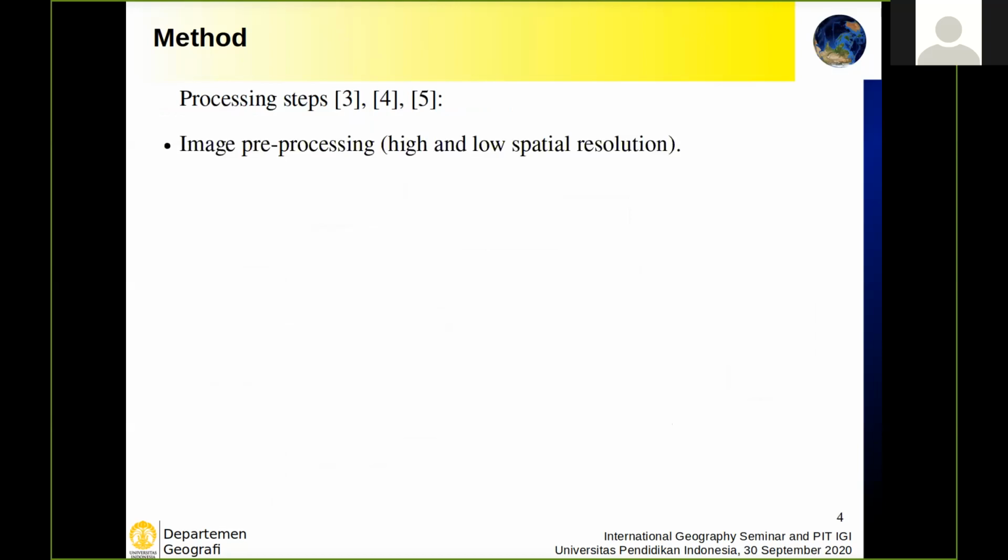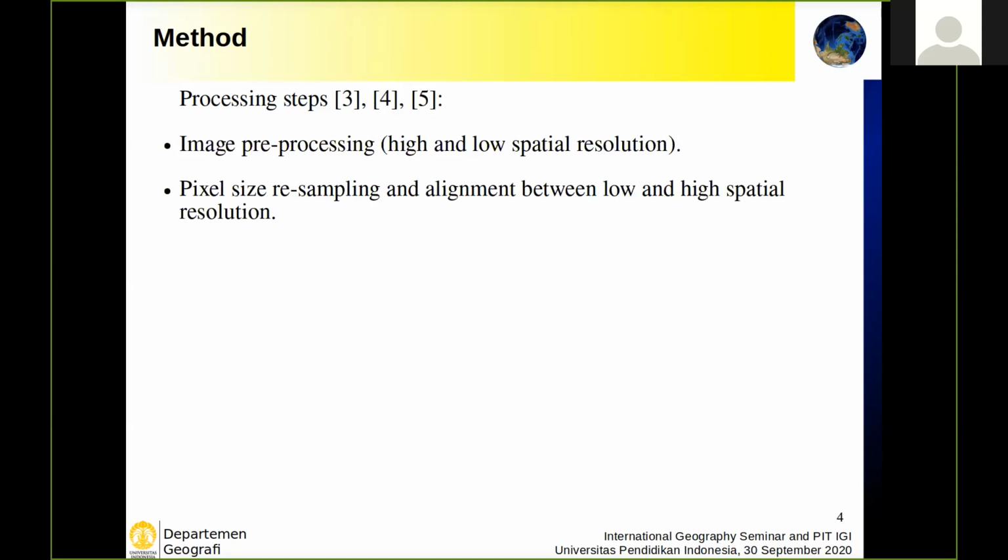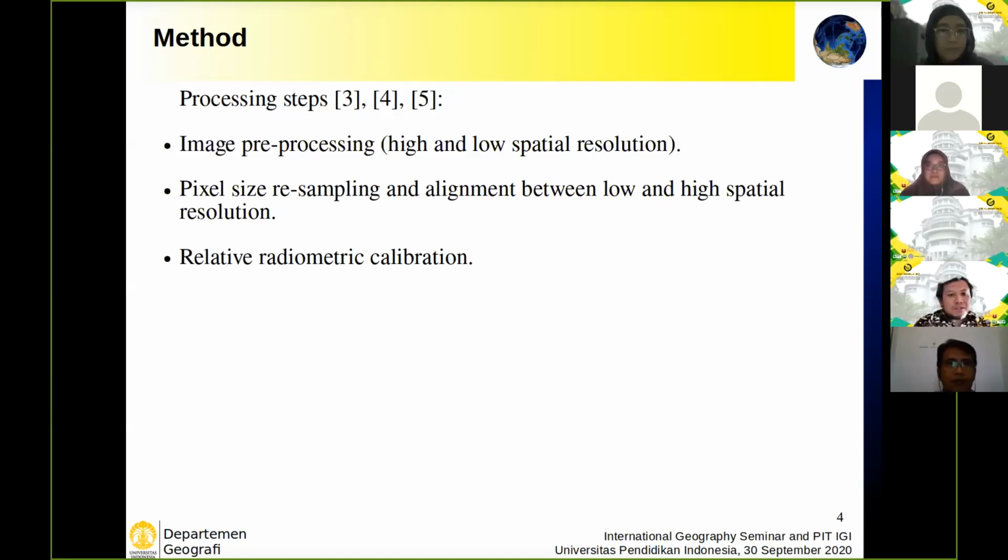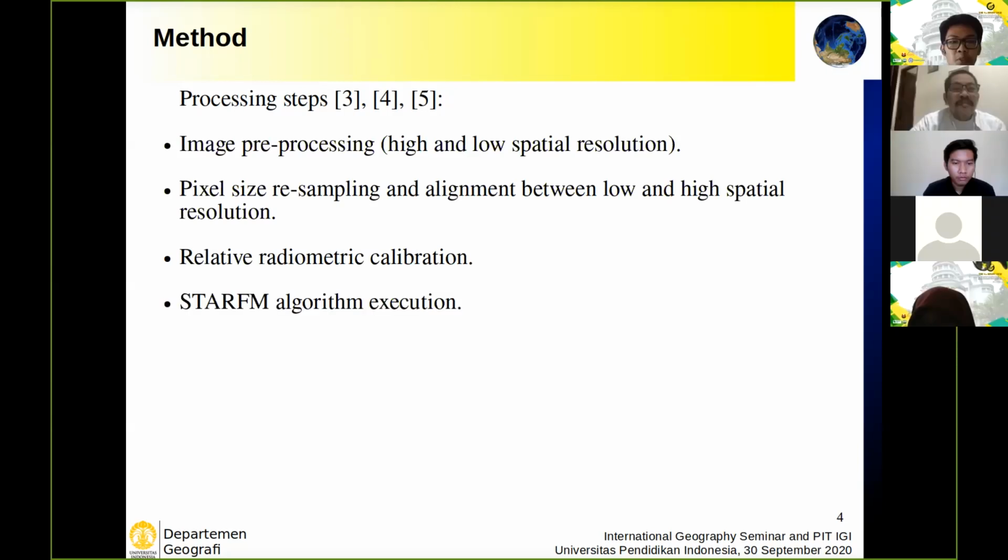So the processing step actually consists of several processes. For example, the standard image preprocessing to reduce the atmospheric noise, and also to adjust the georeference position between both images, high and low spatial resolution. And secondly, to resample both images and align them, and we hope with the aligned pixels we can match the position between both pixel positions, and then also doing some relative radiometric calibration. So we try to balance between both images, and finally to execute the algorithm of the blending image.